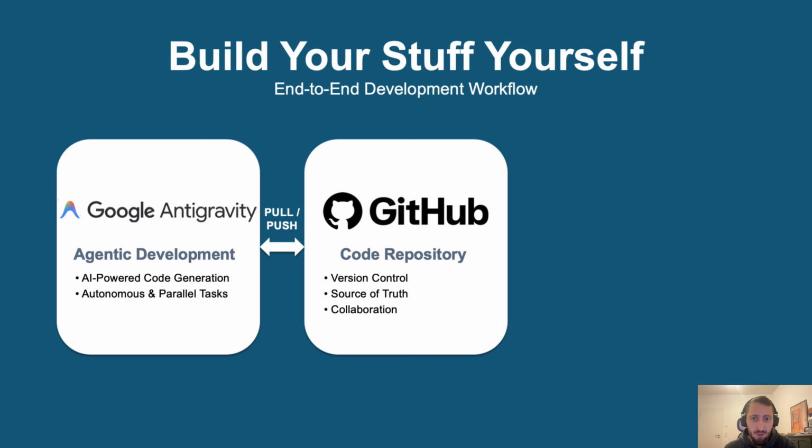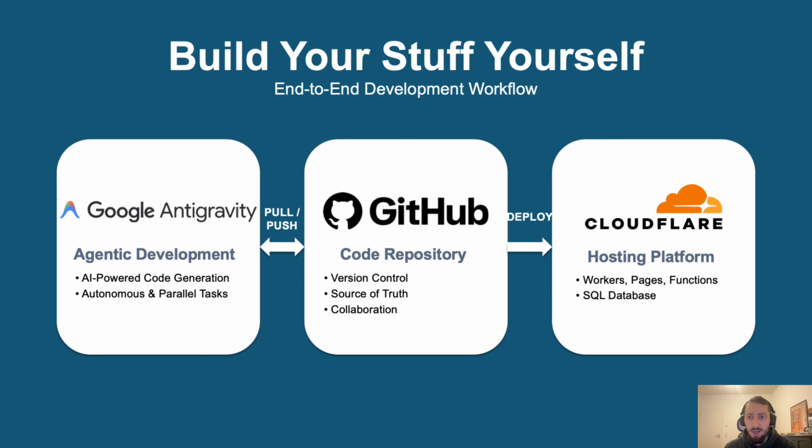Next, obviously you need to store the code somewhere, and then you can very easily sync the code that Google Antigravity generates for you with GitHub into a private or public repository, and then you have version control. You can obviously have it as your source of truth and then collaborate with your partners if you are not building it alone. And then where do you actually run it and where do you execute your applications?